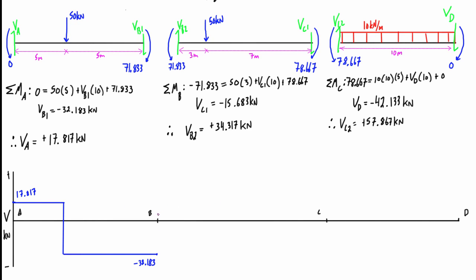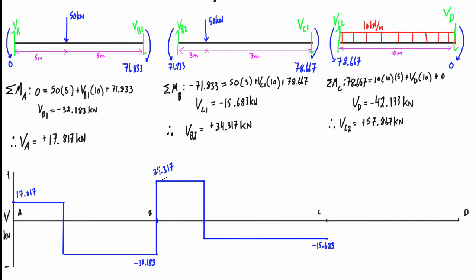Alright, so when we look at the next span BC, we found that the shear basically on the left-hand side was VB2, or just to the right of the support. We found that to be 34.317 kilonewtons, and that was positive. And then on the right-hand side of VC1, we found that to be negative 15.683. All right, now the same thing applies here. So our shear is going to be constant until we hit that point load that's 3 meters out along the span. And then same thing here, this shear is going to be constant until we hit that point load. So that's going to drop us down like that. And then we can go and connect all these dots as well.